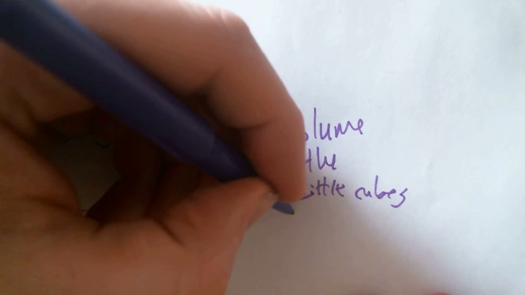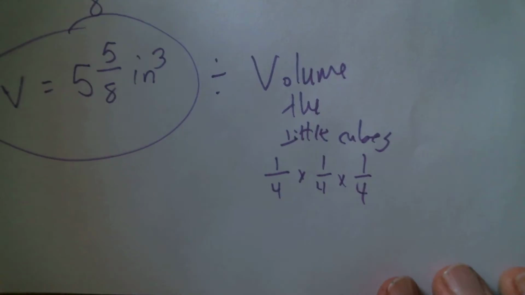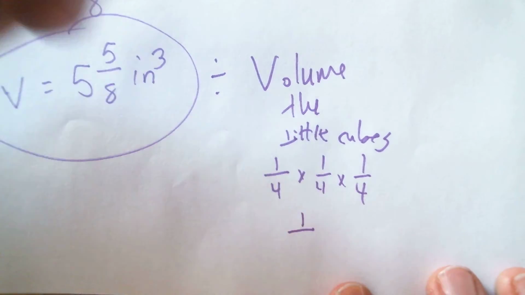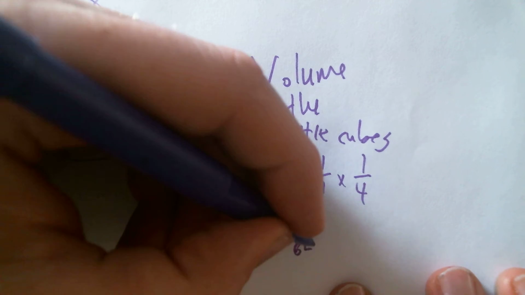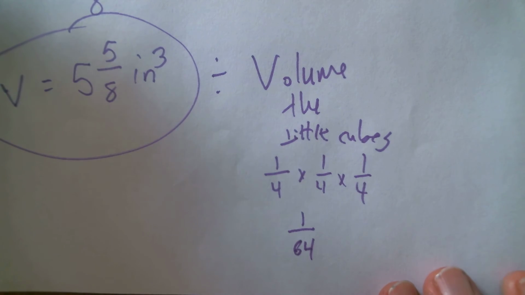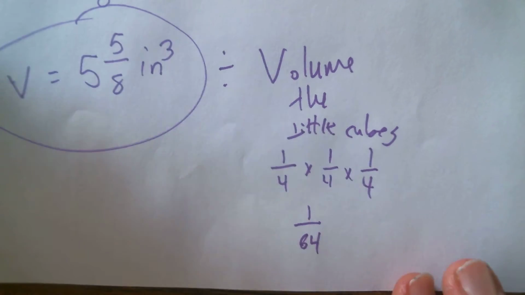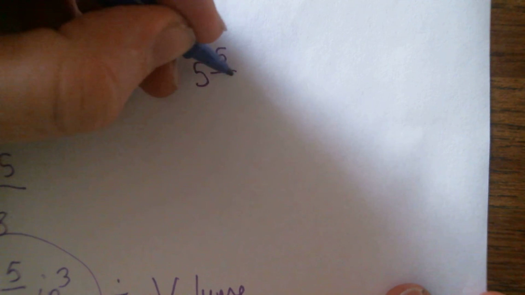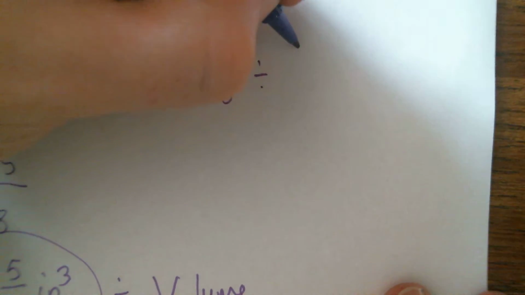And what's my little cubes? They are 1/4 times 1/4 times 1/4. And that's going to be 1/4 times 4 is 16, 16 times 4, that's 64. So that's my volume of each little cube. So all I do is I can take 5 5/8 and divide it by 1/64.